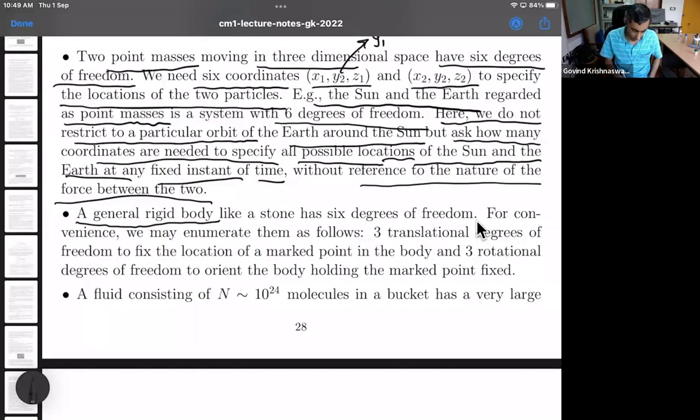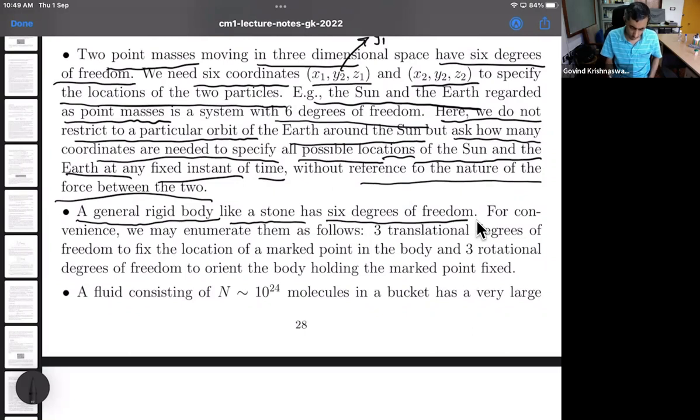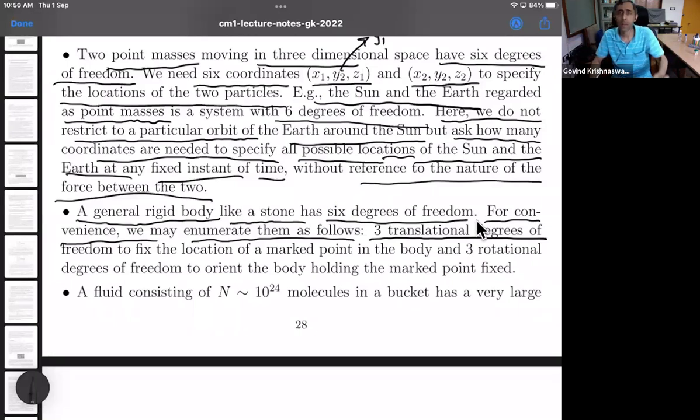Now, I claim that a rigid body like a stone has 6 degrees of freedom. Okay, so let us try to enumerate what these are. We will do it in a manner that is convenient for us. So for convenience, we may enumerate them as follows. I claim there are 3 translational degrees of freedom, which are just like the 3 degrees of freedom for a point particle, right? You need to say where it is. So you need to give the x, y, z coordinates of the particle's location. Same way here, we need 3, and we call those 3 translational degrees of freedom because you can move the particle from here to there. So it has to do with translation. So that's why it's called translational degrees of freedom. So we need 3 of them to fix the location of a marked point in the rigid body. Okay, so we take the rigid body, maybe this pen, we mark a point on it, maybe the pen tip of the pen cap, and we move it to the desired location, the pen cap alone.